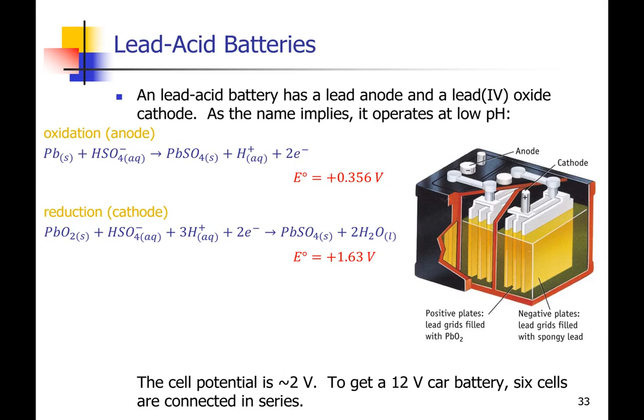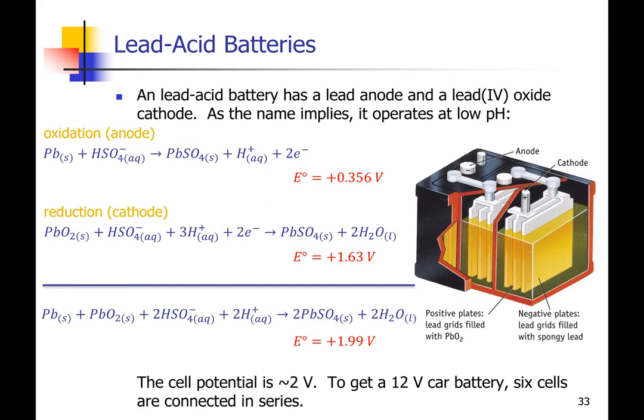And when we add up our two half reactions, we get an overall reaction in which lead and lead-4 oxides react in the presence of sulfuric acid to give lead sulfate salts. This particular electrochemical cell has quite a high standard potential, almost 2 volts. Many of your more common electrochemical cells have standard potentials closer to 1 volt, so this is actually quite high for a single electrochemical cell.